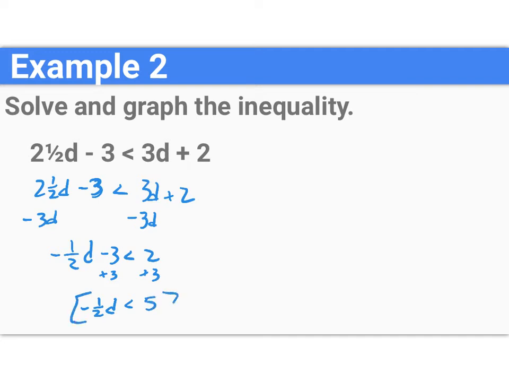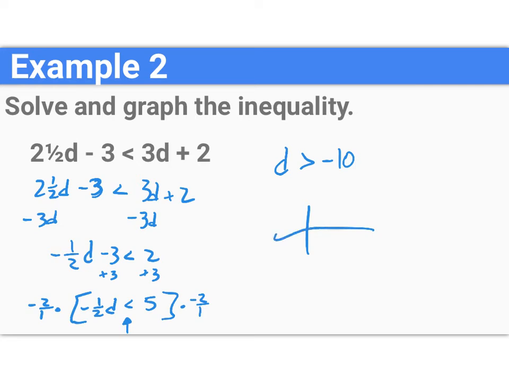And now we have to multiply by the inverse. When we divide fractions, basically we multiply by the inverse. So multiply by negative 2 over 1. D becomes greater than negative 10, because we flip the sign. Whenever you multiply or divide by a negative, you flip the sign.